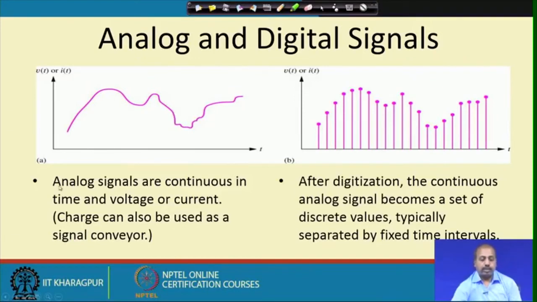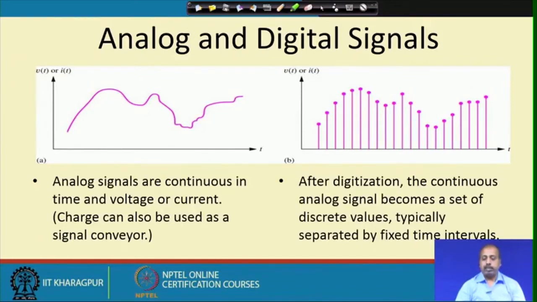Analog signals are continuous in time and in voltage or current, or charge. That way we can have these analog signals represented over time. But when you do a digitization, at every point we basically do a sampling.